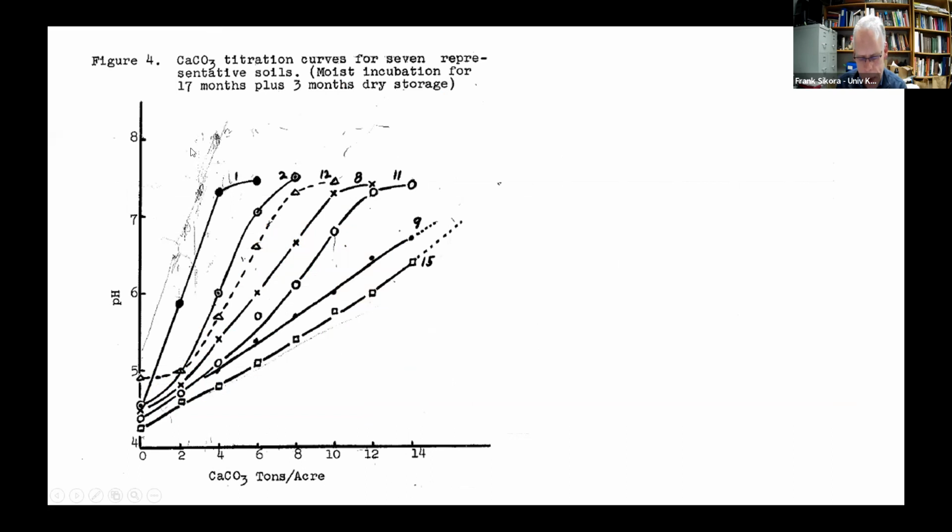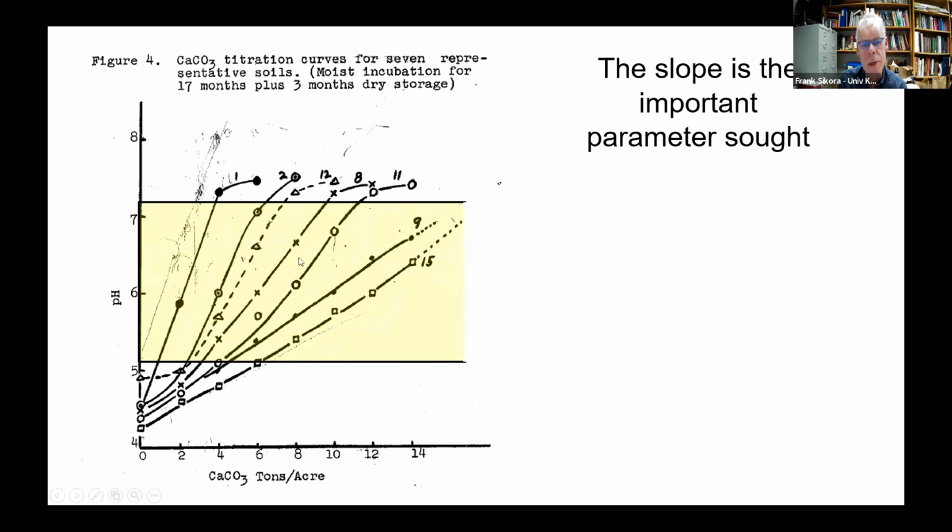So I guess this is my last slide. I want to end by emphasizing again what I think is important in this work of determining lime requirement. I think a very important parameter to be sought is the slope of this lime response curve, because once you know that, you have the answer. You have the parameter to calculate lime required to any target pH. It seemed it'd be suitable across a wide range of soils.